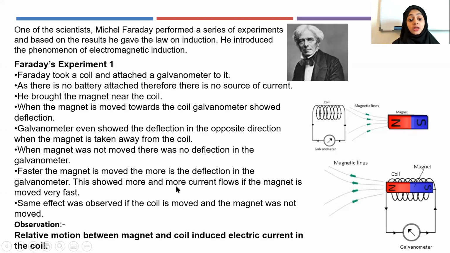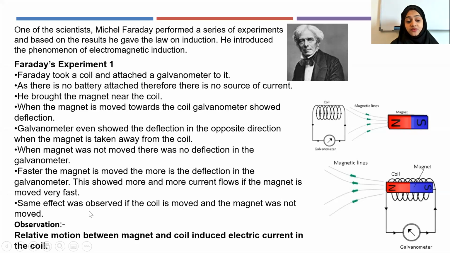This showed more and more current flows if the magnet is moved very fast. So if you are moving it faster, more deflection. It will bend a lot, which means more current. Now, if you are moving it slowly, the deflection will also be small, which means a less amount of current is produced. So the faster the magnet moves, the more deflection in the galvanometer, and so more current is produced in the coil.